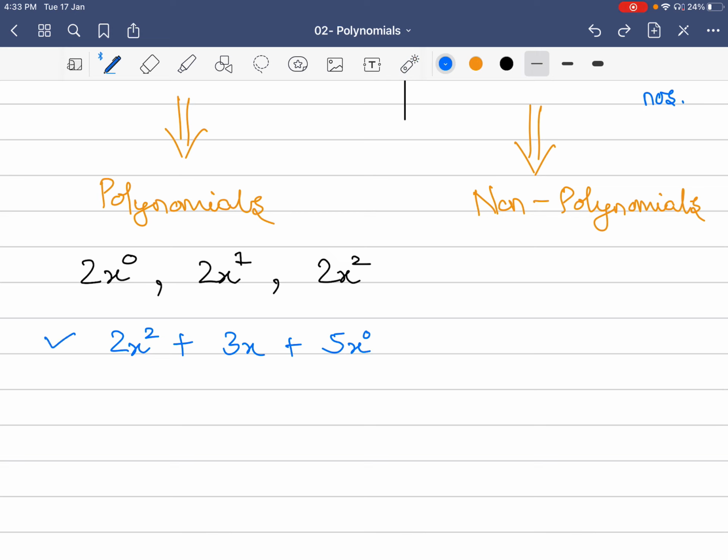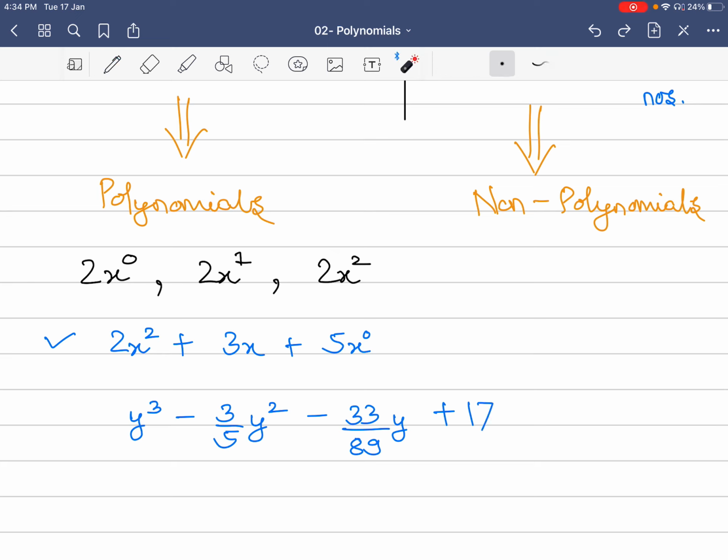Now let us see one more example. For example, y cube minus 3 by 5 y square minus 33 by 89 y plus 17. Now, is this a polynomial? Yes, it is a polynomial.